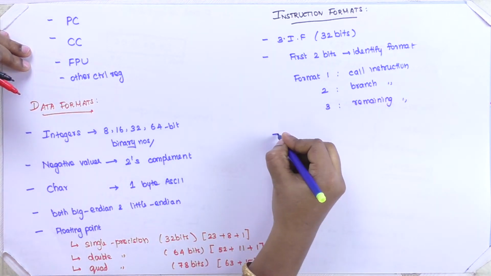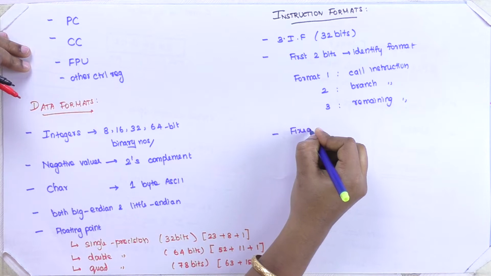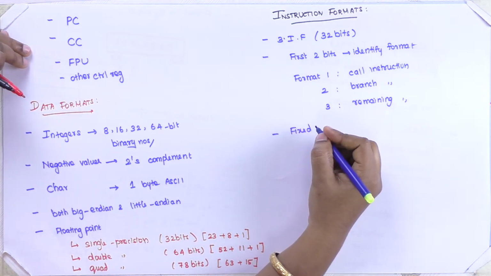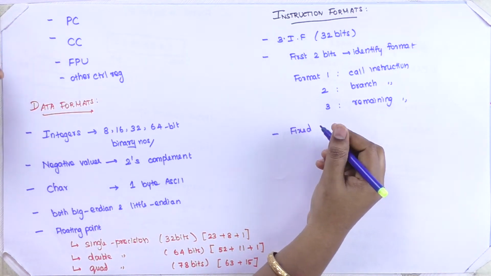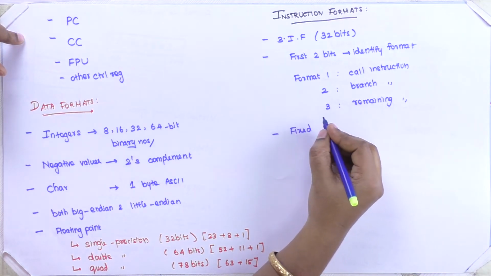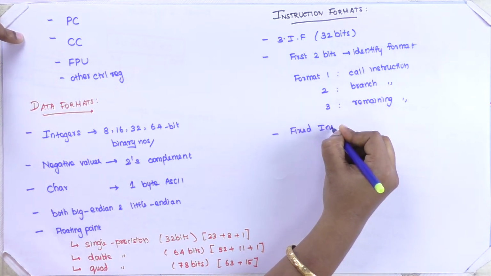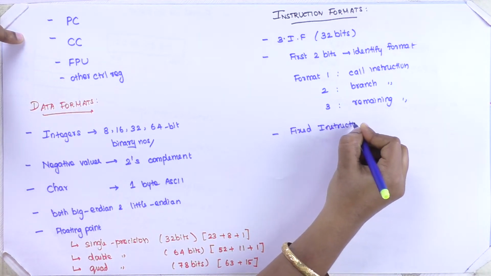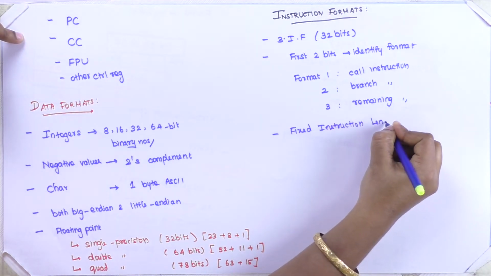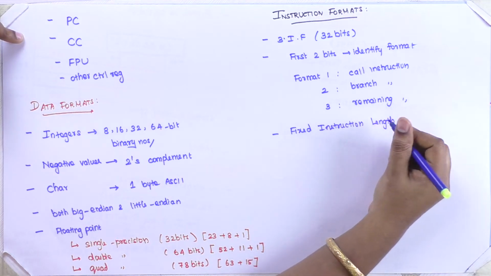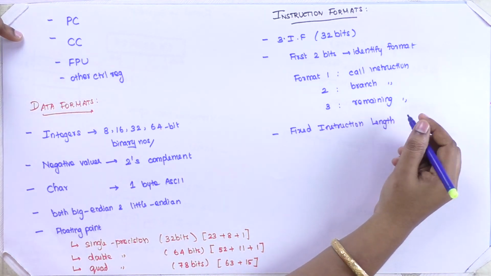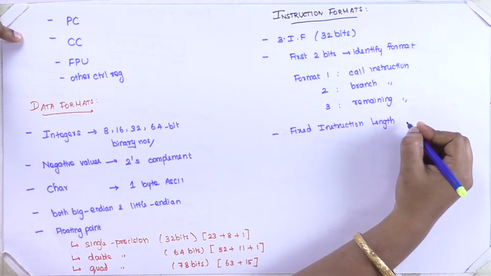All the instructions are of fixed length. We have already seen in RISC characteristics that all the RISC machines will have the fixed instruction length. Since the instruction lengths are fixed, the execution speed will be very much increased.